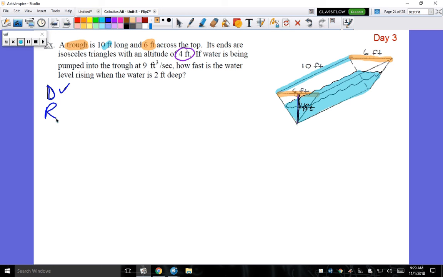What rates are given? dV/dt. Yep, equals 9 cubic feet per second. Perfect. dV/dt equals 9 cubic feet per second. Let me ask you, is it positive or negative? Positive. How do you know? It's pumping into. See, in all these subtle things, you're going to have to ask yourself, because then you're going to miss it by a negative. Okay? Alright, what rates are we looking for?